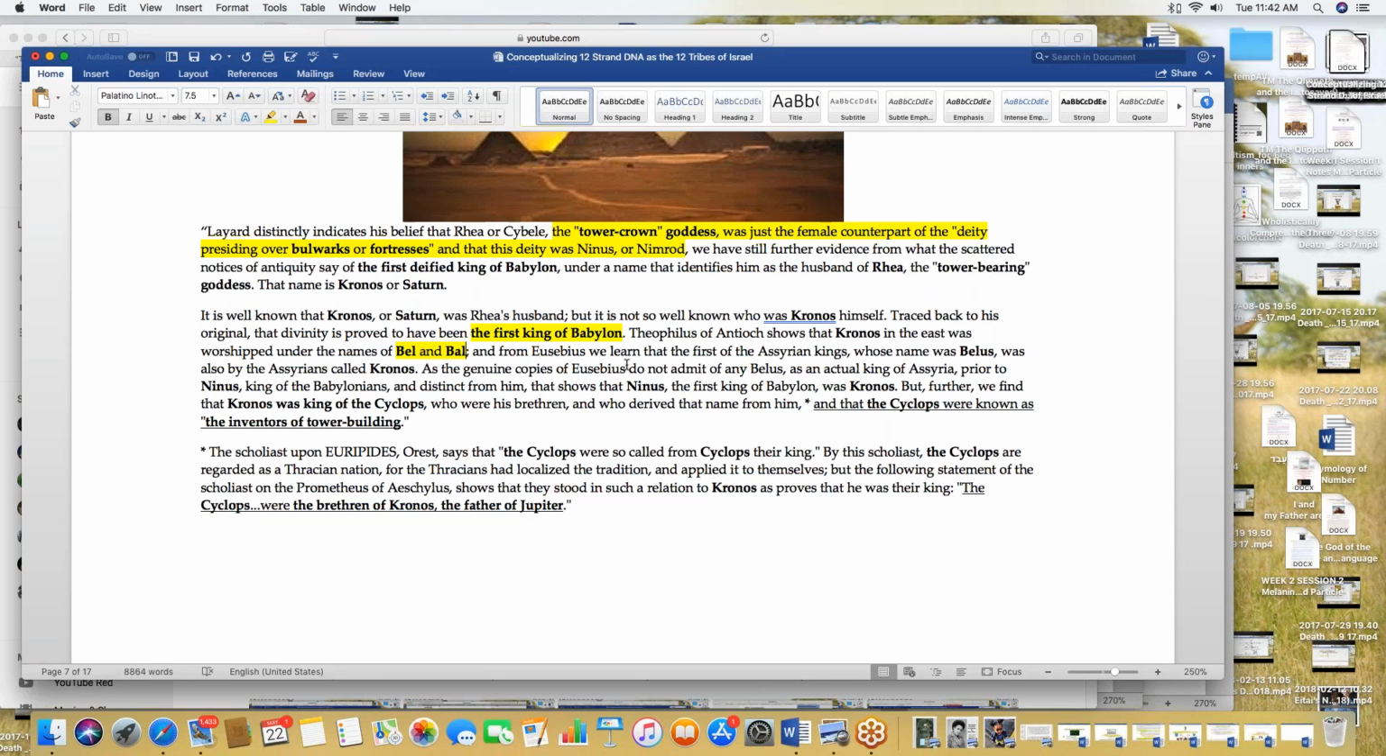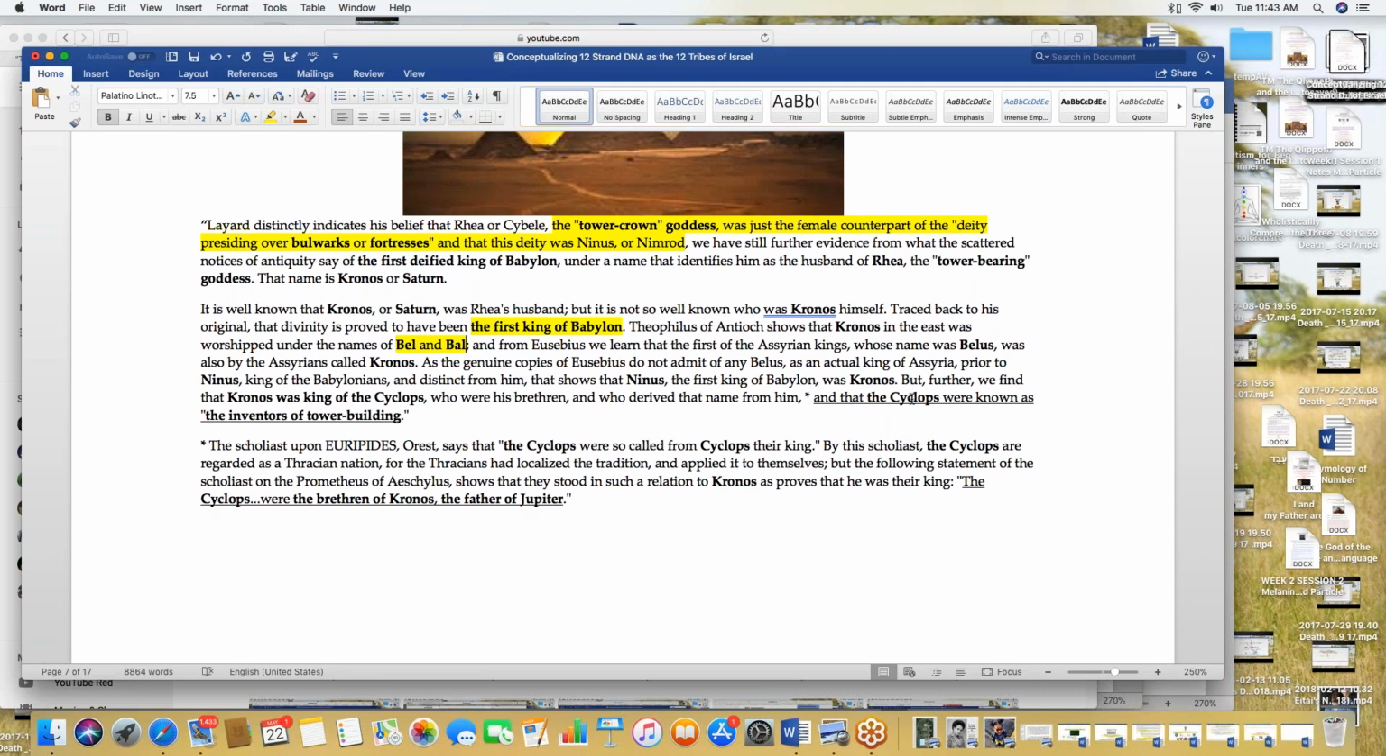And from Eusebius, we learn that the first of the Assyrian kings, whose name was Belus, was also by the Assyrians called Kronos. As the genuine copies of Eusebius do not admit of any Belus as an actual king of Assyria prior to Ninus. Now remember, Ninus, we're going to get the word nine from that. The word nine. All right? King of the Babylonians, and distinct from him that shows Ninus, the first king of Babylon, was Kronos. They're syncretizing this.